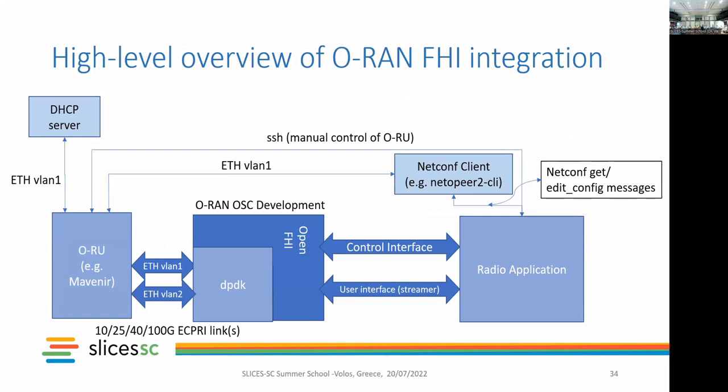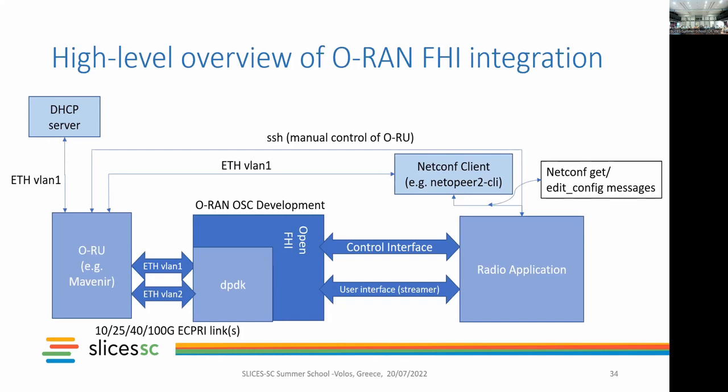So you have a radio unit. Let's say it's a Mavenir radio unit there on the right. You have an interface which comes from the ORAN software community, which requires DPDK underneath, and that's the so-called open fronthaul interface. That communicates with the radio unit over two different VLAN tags. VLAN 1, VLAN 2. One is for control, one is for data.